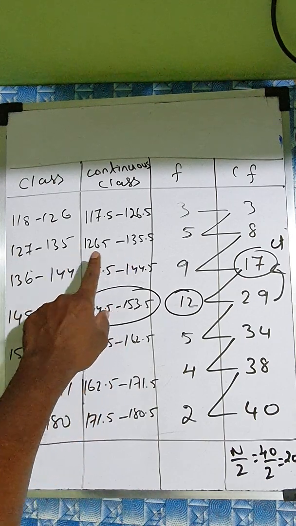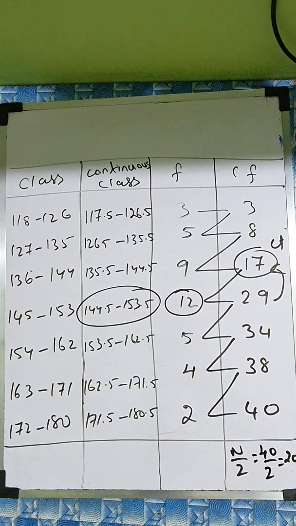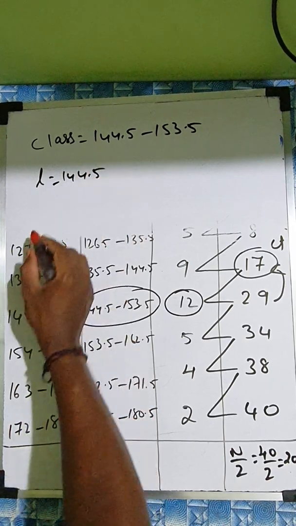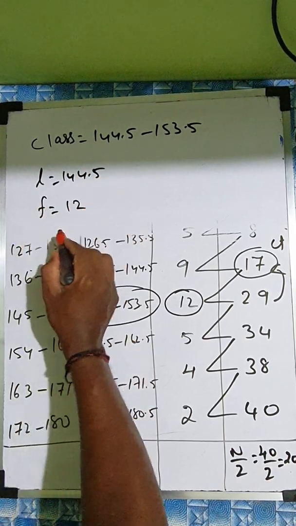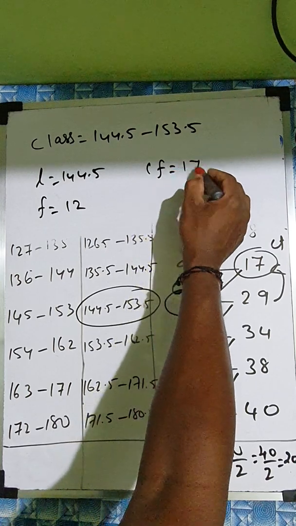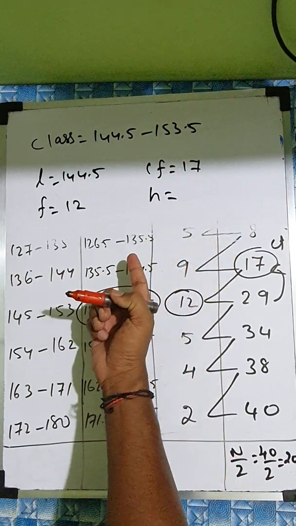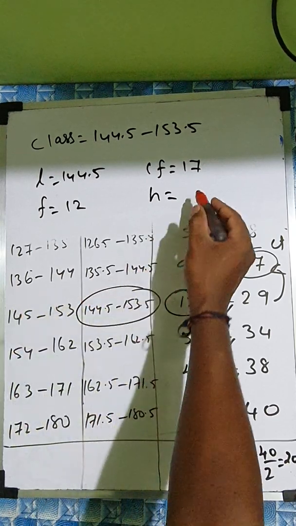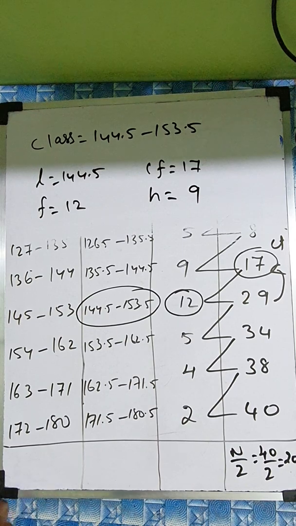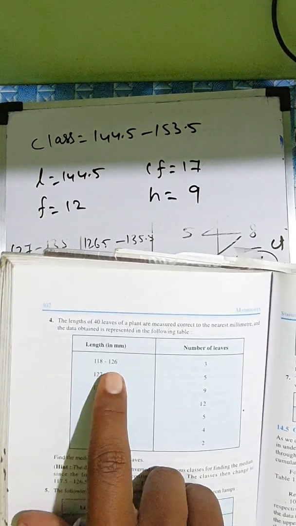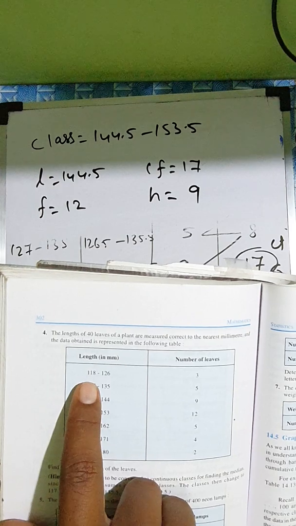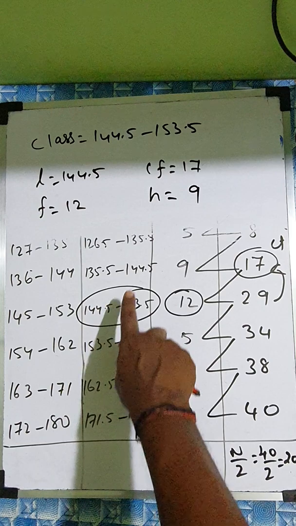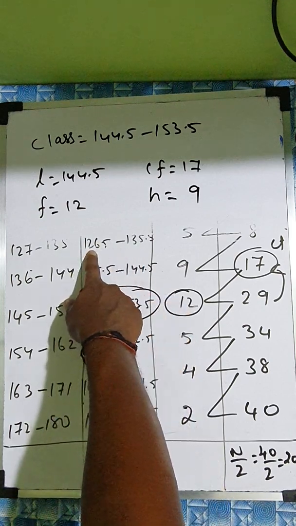So how much will it be here? It will be 9. Therefore L is 144.5, frequency is 12, CF is 17, and H, as I told you already, is found by subtracting 126 minus 117, which gives 9. You should not take it from the question here; if you take 126 minus 118, only 8 will come. So we are not taking that, we take it after making it continuous. Now you can see 35.5 minus 26.5 will come 9.